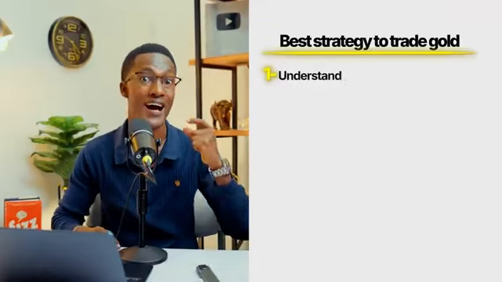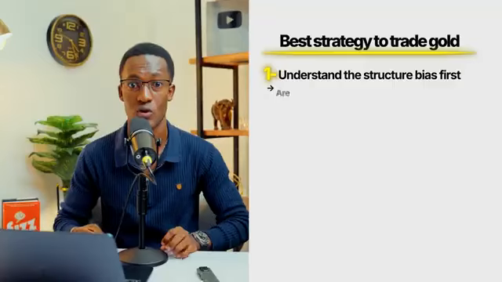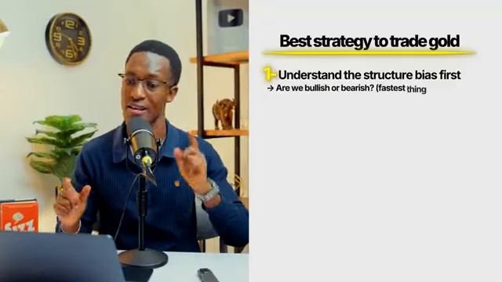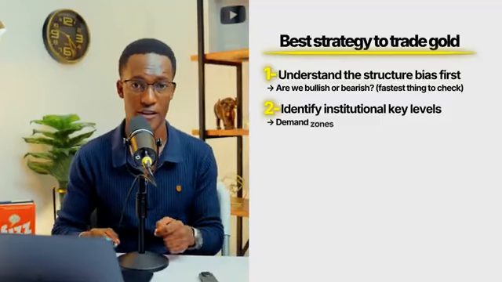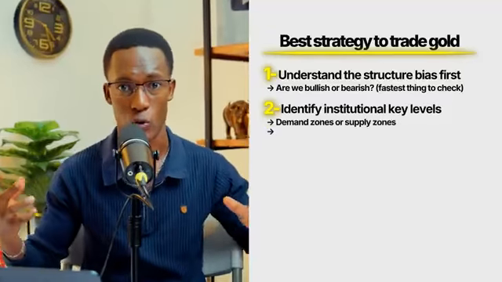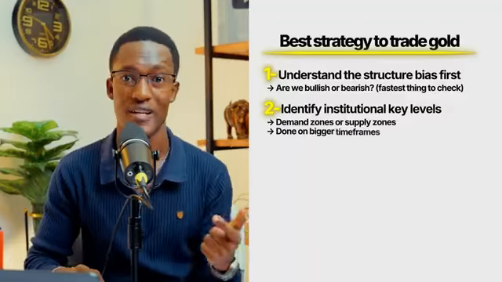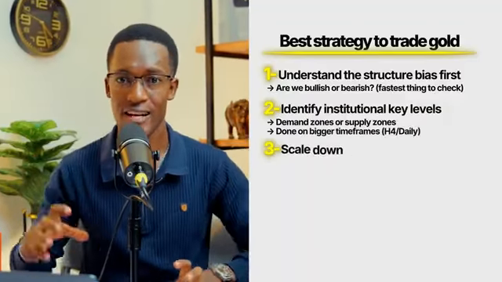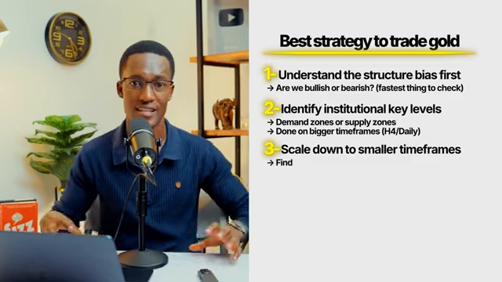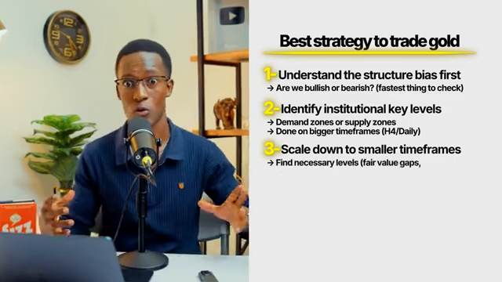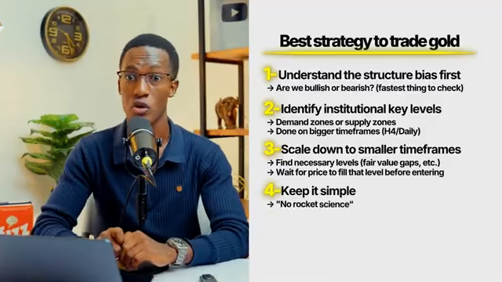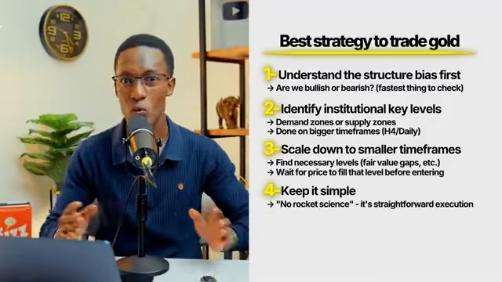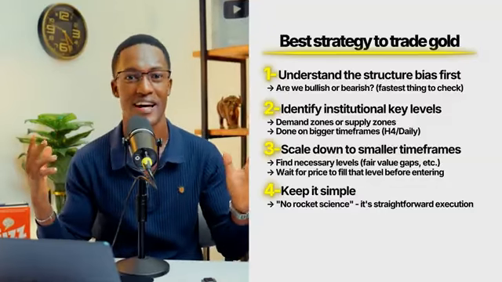So ideally, the best trading strategy to trade gold is understanding the structure bias, okay? Are we bullish or bearish? That's the very first thing. Number 2 is identifying some of the institutional levels. Is it your demand or your supply levels and all that? Now, that can always be done on bigger time frames. And right after that, scale down to smaller time frames to find any necessary levels. Is it your fair value gaps and all that? And wait for the price to fill that so you're able to take your trades. It's quite simple and it's super simplified. There is nothing as rocket science, okay?